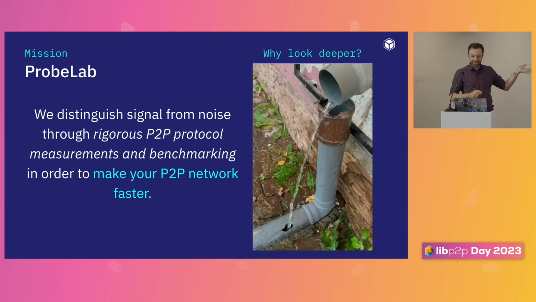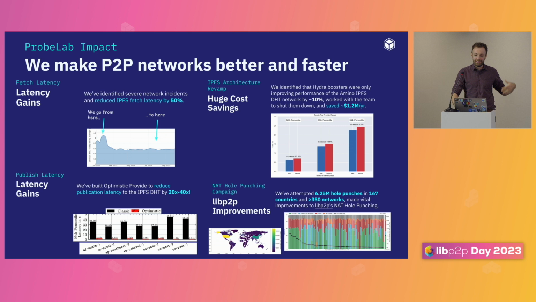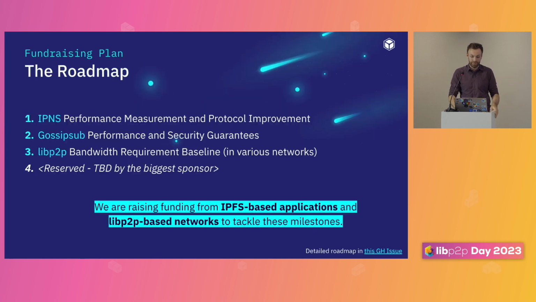And in general, so this is our mission. So yeah, we at ProbeLab, we do network measurements and protocol optimizations, especially because things might not work. Things might work, but not as you expect them to work. So as you can see on the right-hand side, we've done a lot of things within this year especially. We realized latency gains, as I mentioned, with this last big incident at the beginning of this year. Realized huge cost savings by analyzing how Hydra boosters, for example, impacted the network, and a few other studies as well.